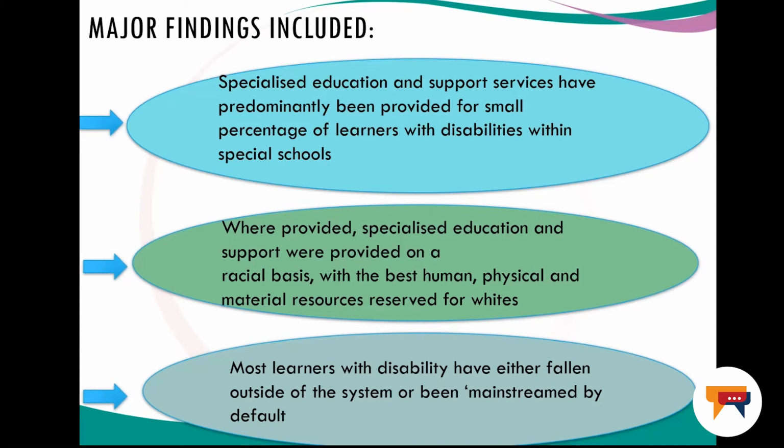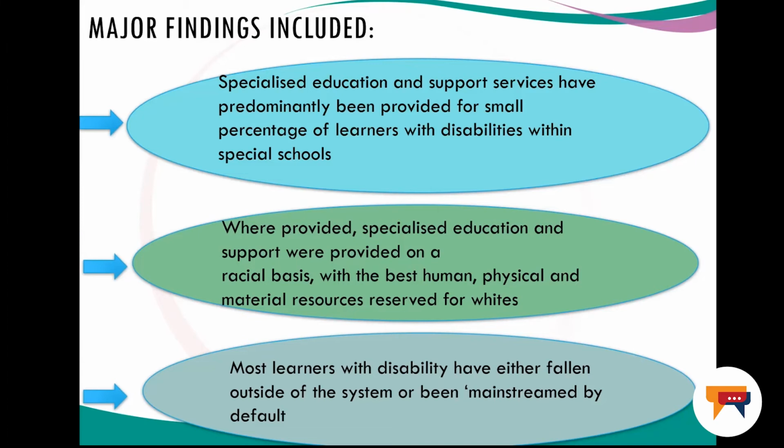And when we talk about this service being offered to a small percentage, I just want to give an example. Let's say there were 100 special schools in South Africa, and out of these schools, support services were provided to only 20 of those schools. And you can see that is quite a small percentage. That was the first finding.